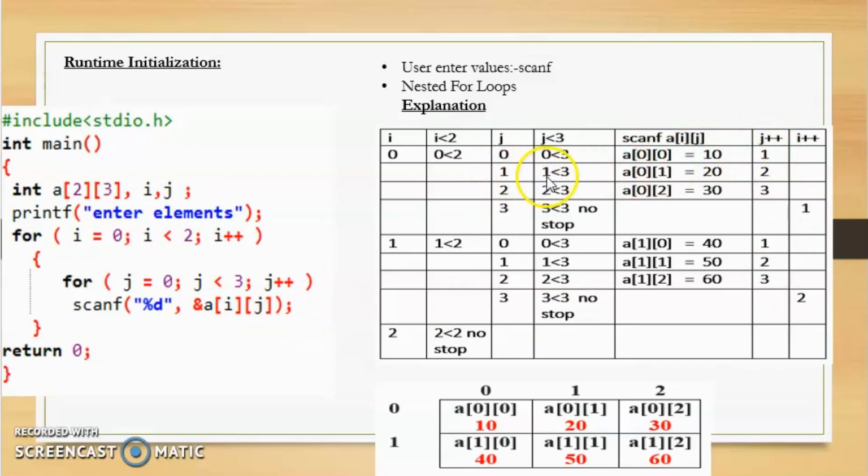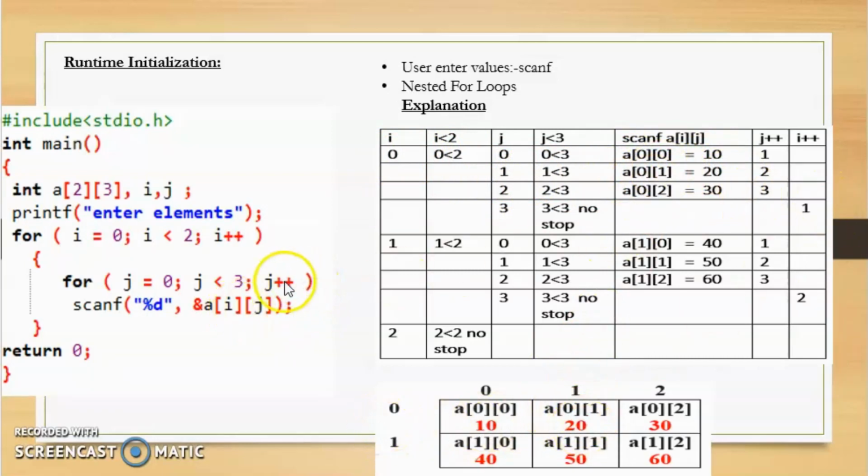Again it will check for the condition. Is 1 less than 3? Yes, 1 less than 3, the condition is satisfied. So it will execute this scanf statement. Suppose the user enters value 20. This 20 will be stored at position A of i j. The i value is 0, j value is 1. So 20 will be stored at position A of 0, 1. We can see that 20 is stored at position A of 0, 1.